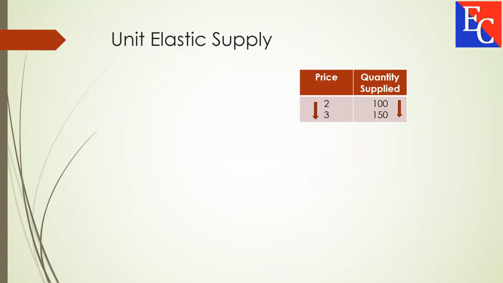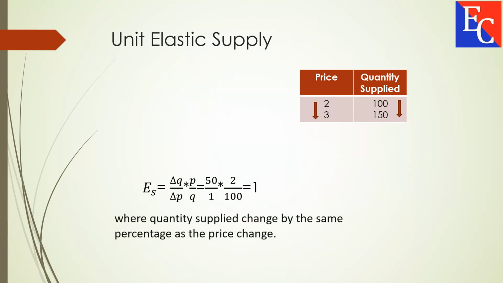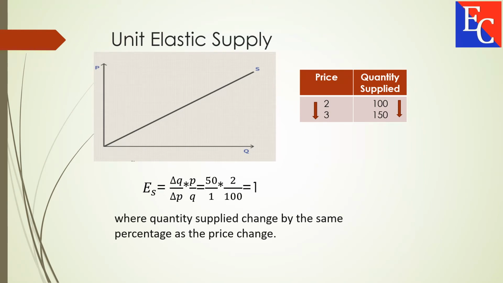Unit elastic supply. In this, price increases from 2 to 3, quantity supplied increases from 100 to 150. Elasticity of supply is equal to 1, where quantity supplied changes by the same percentage as price changes. Unit elastic supply is represented as follows, where supply curve starts from the origin.